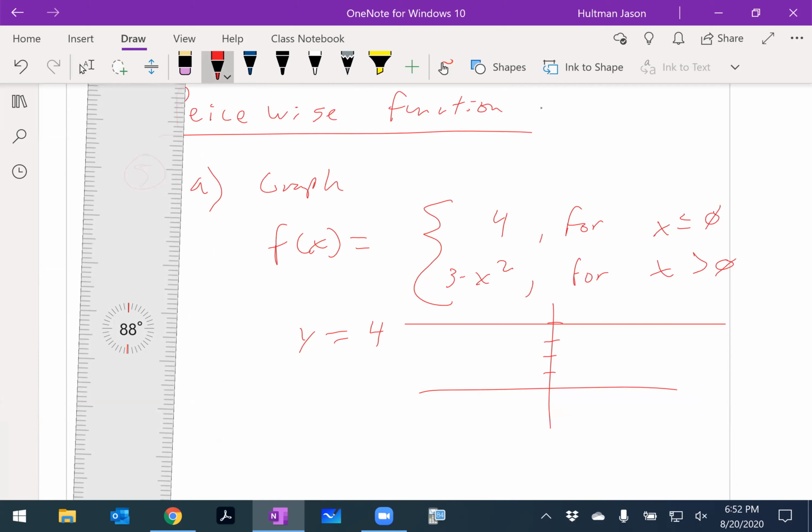But this is only valid where? This is only valid when x is negative. And can it be 0? Can x be 0? Am I okay if x is 0? Am I still on the line y equals 4?